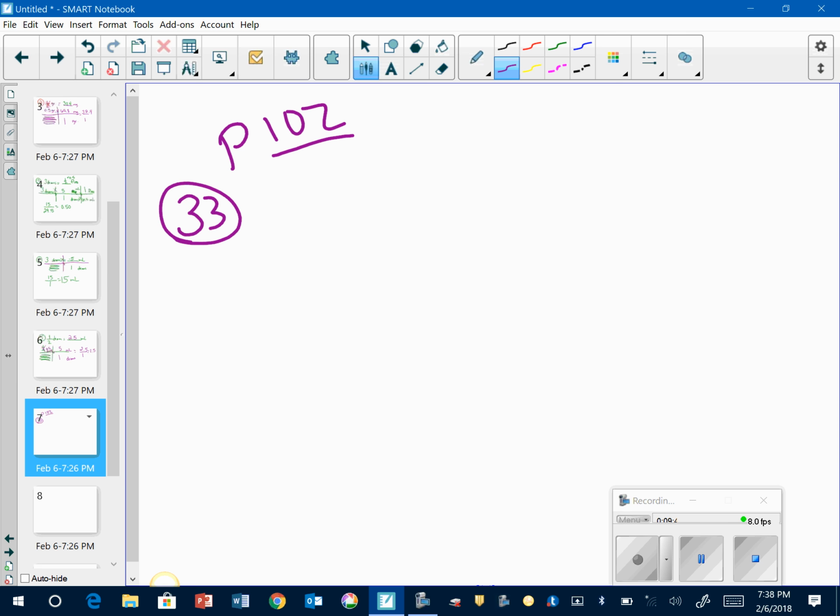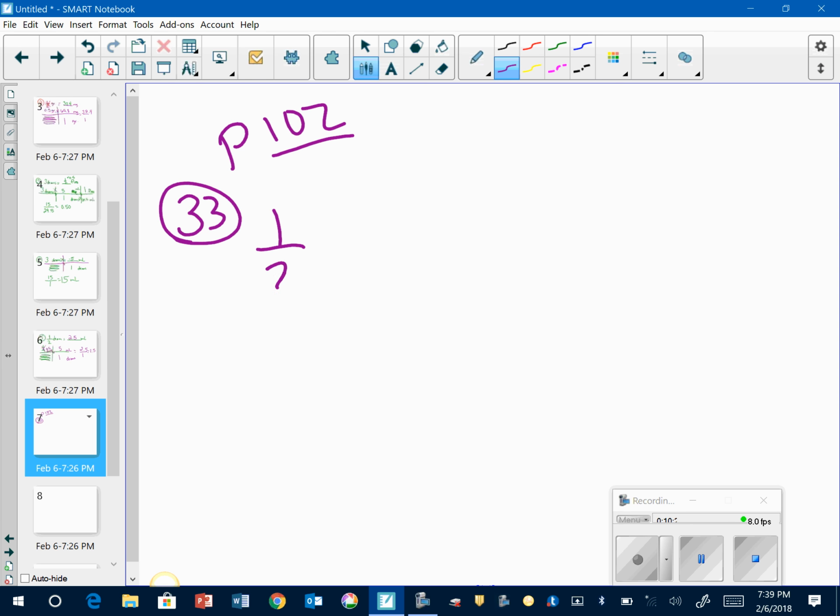We'll do 33. So it says, how many doses are in a 100 milliliter bottle of penicillin? And penicillin is 250 milligrams per 5 milliliters, if each dose is a half a teaspoonful. So all you're doing here is you're going to convert that half a teaspoon over to milliliters, and then you divide it into 100.